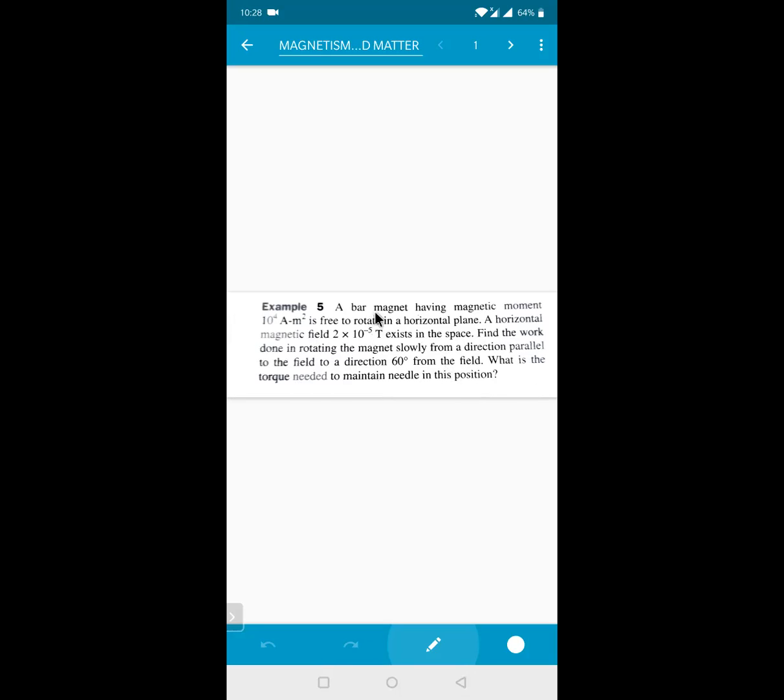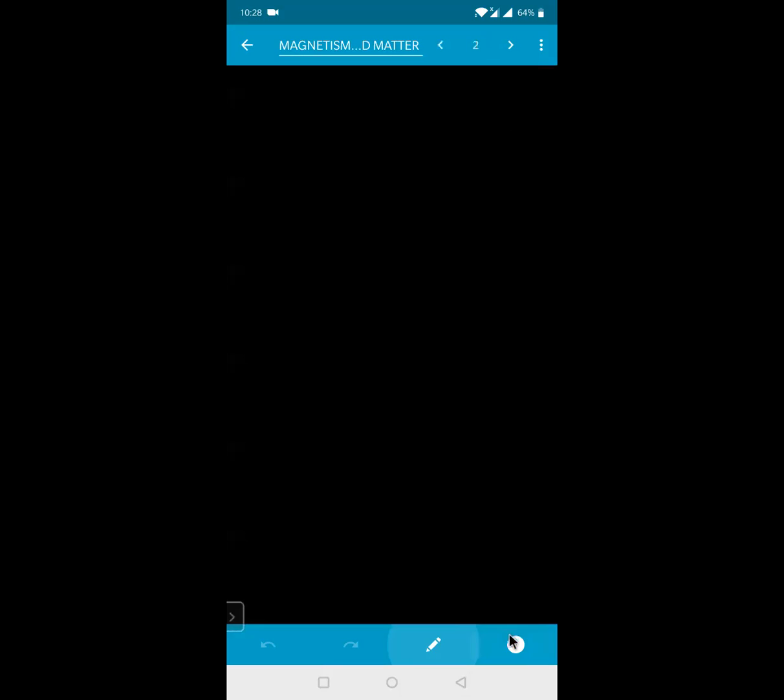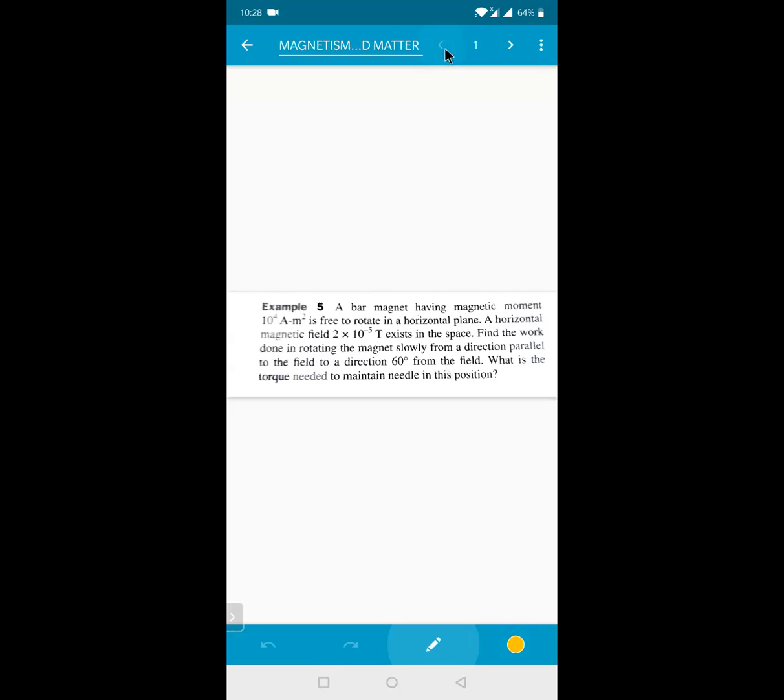So, what have we got in the question? We got a bar magnet having a magnetic moment of 10 to the power of 4 ampere meter square. So I'll write the data there. The data given for question number 5: magnetic moment is equal to 10 to the power of 4 ampere meter square.